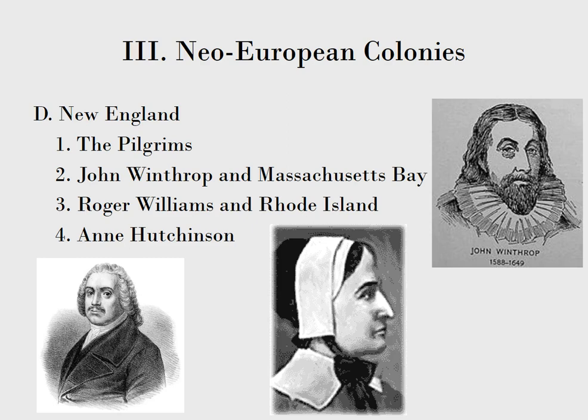When spring comes, they build a community of houses, they plant crops, and by 1640, they had 3,000 settlers because of worsening religious tensions in England. So even more people will start to migrate over to North America.